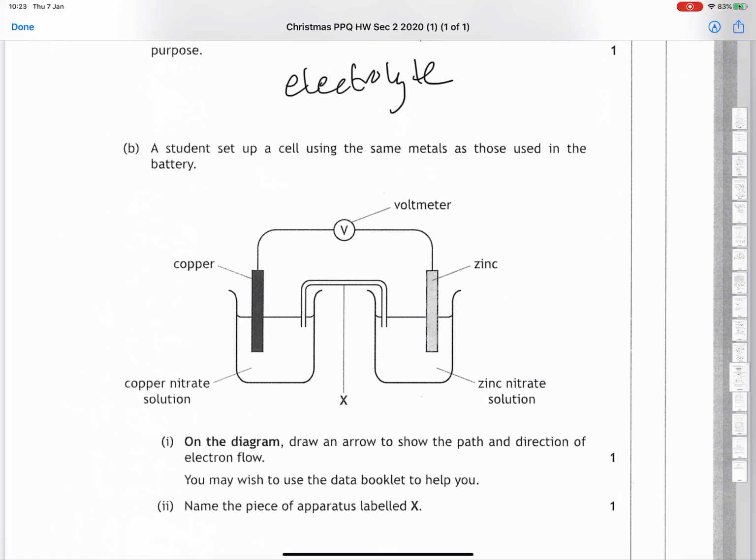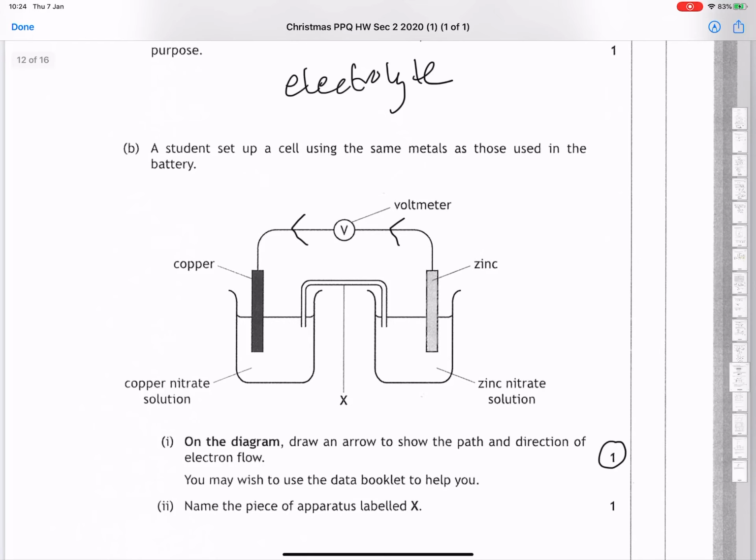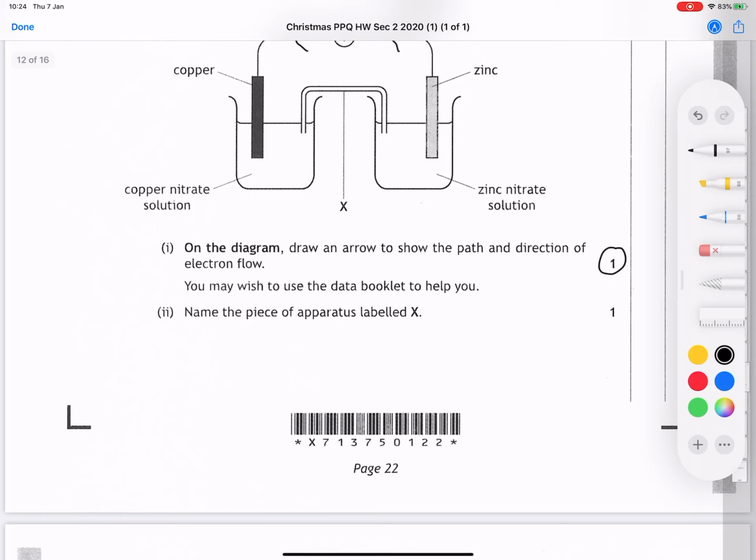Yeah, to draw the direction, zinc is higher than copper in the electrochemical series, so the electrons would go through the wires, remember. One mark. And apparatus X is the ion bridge or salt bridge. 1 mark.